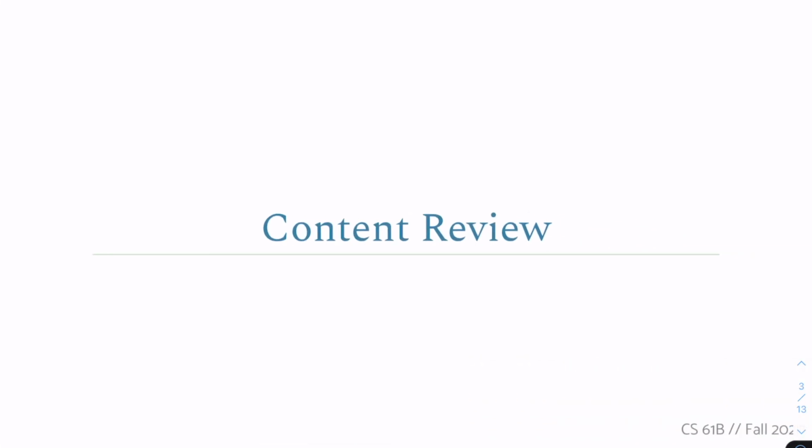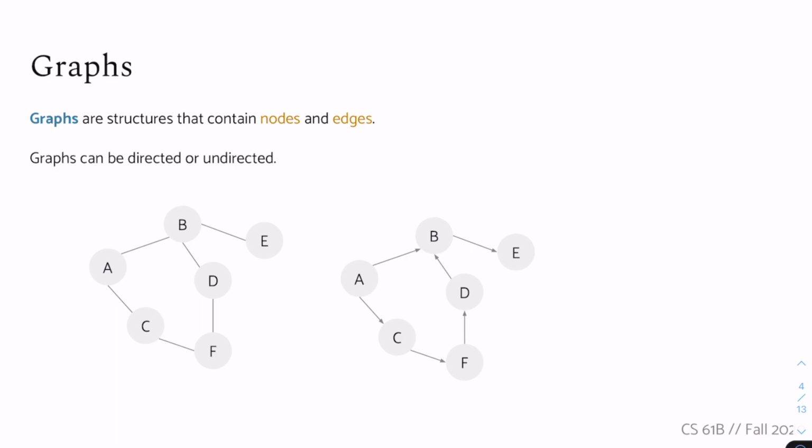Some content review. So the first thing we're going to talk about is just graphs, like we talked about trees last week. So graphs are just structures that contain nodes and edges. And so this would be a node, and this would be an edge. And graphs can be directed or undirected.